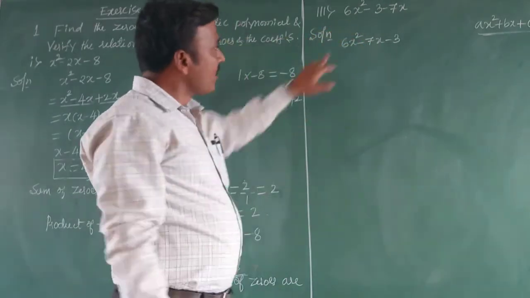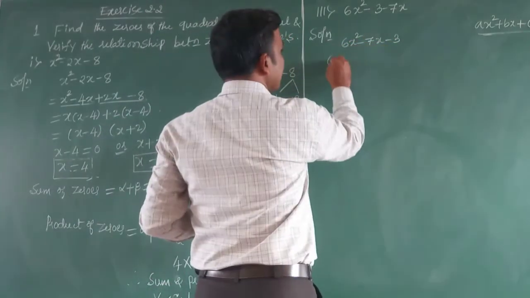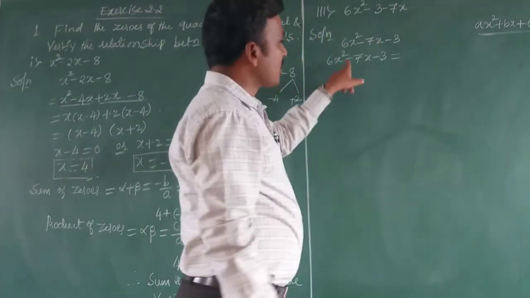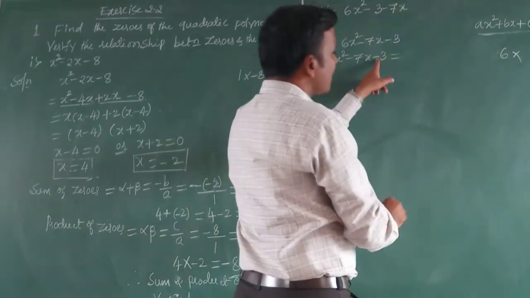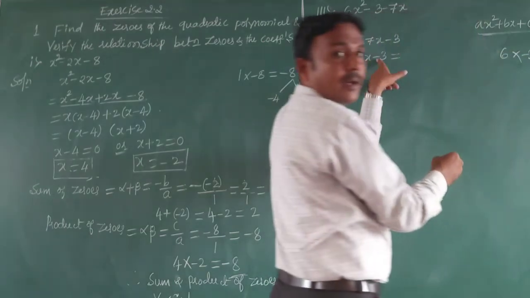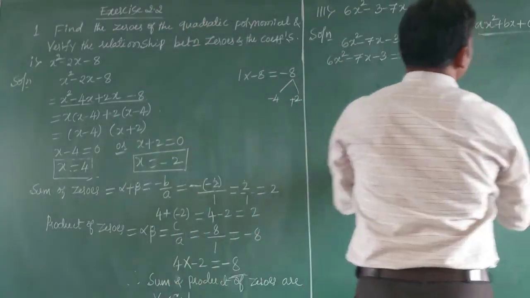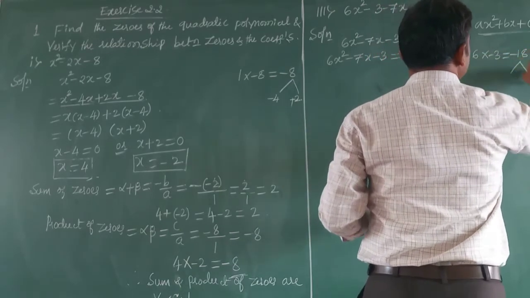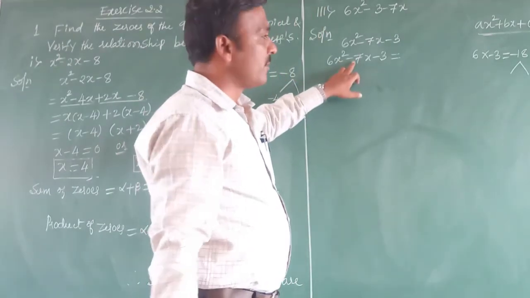Next, as it is said, now you have to find the zeros of this polynomial, later you have to verify. See, 6x square minus 7x minus 3. So the coefficient of x square is 6 here, into the constant term minus 3, that is minus 18. You have to split minus 18 as 6 into minus 3, that is equal to minus 18. Split minus 18 as two factors whose sum must be minus 7.